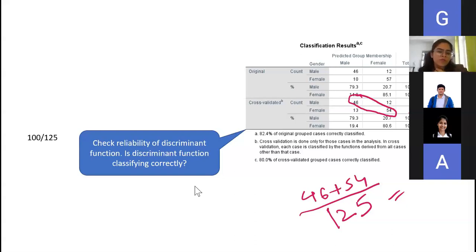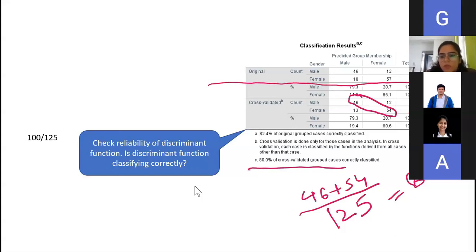Hundred by 125, what is the percentage? 80%. Yeah, 80%. So 80% is the accuracy. Anyways, you will get it from here also. But in case you are given this table and you are asked what is the hit ratio, cross-validated, you can calculate it like this. Or say, okay, tell me what is the hit ratio? What does this hit ratio tell us about?